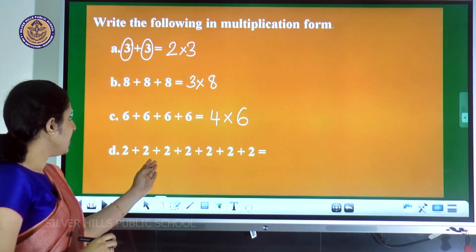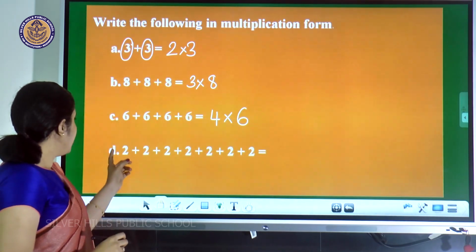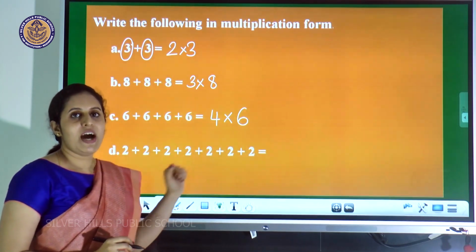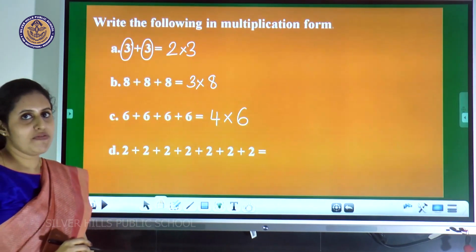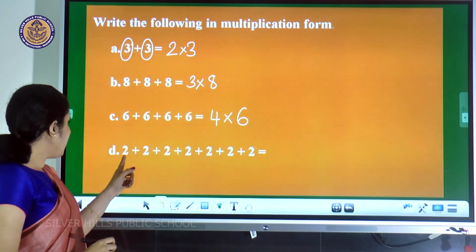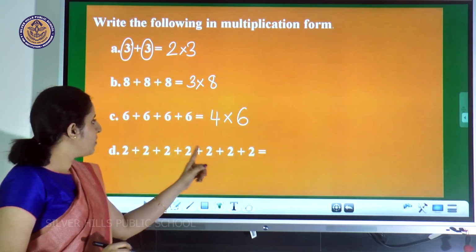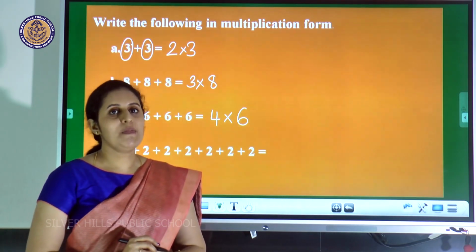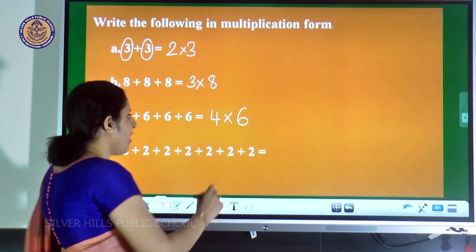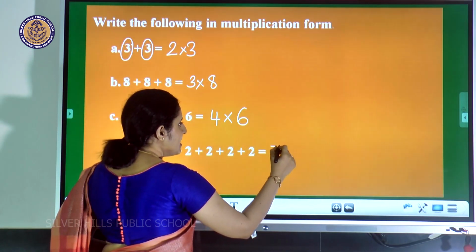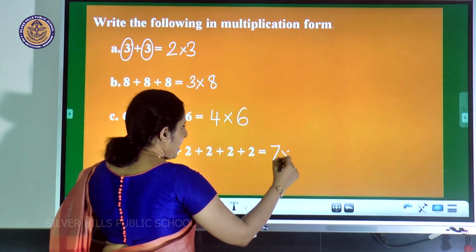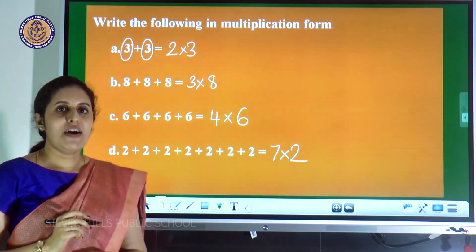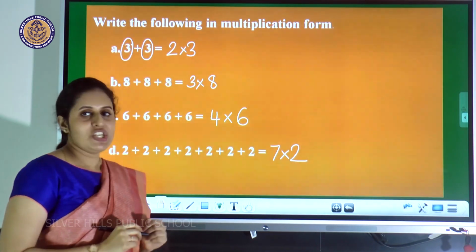We have come to the very last problem. 2 plus 2 plus 2 plus 2 plus 2 plus 2 plus 2. How do you write this in multiplication form? Let us see how many 2's are there. 1, 2, 3, 4, 5, 6, 7. 7 times 2 is being repeatedly added. So, how do you write the multiplication sentence? 7 times 2. Yes, that is how you write the multiplication form.